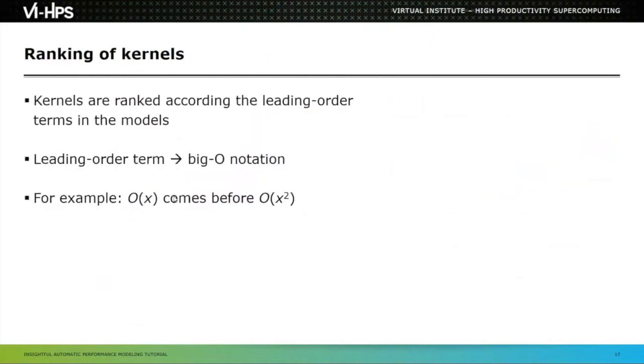So as I just said, kernels are ranked according to lead order terms in the models. Therefore, we use this big O notation. For example, O(x) comes before O(x to the power of 2).